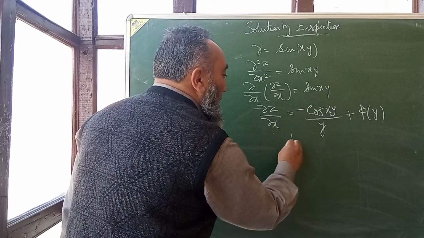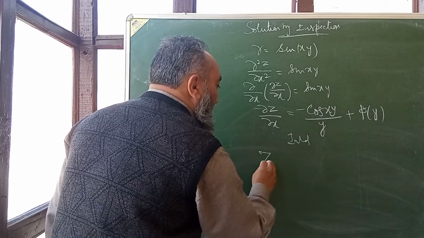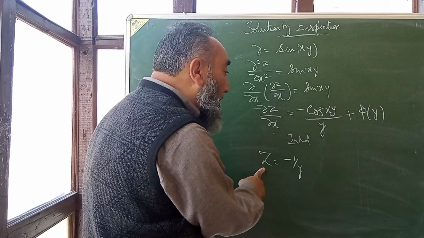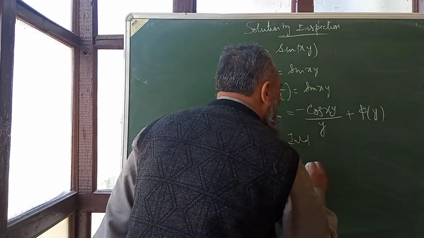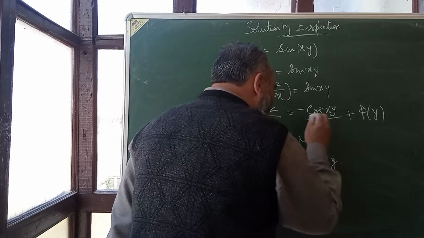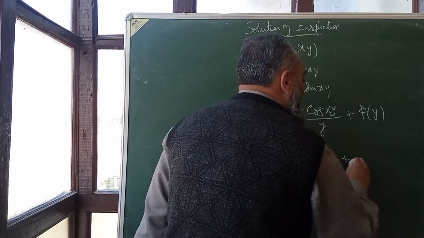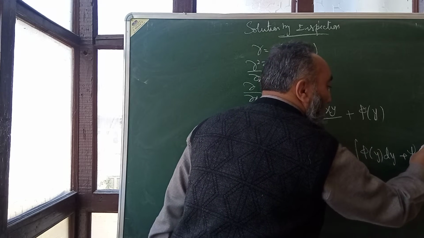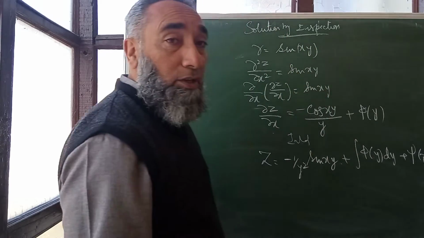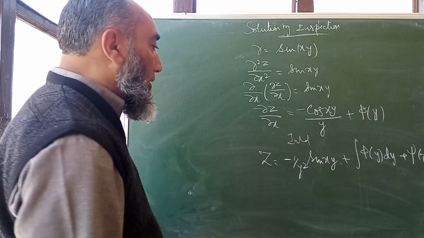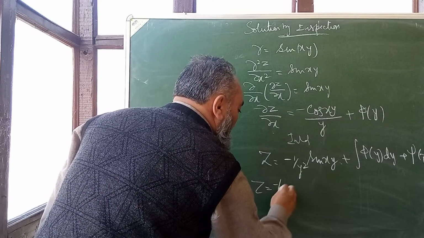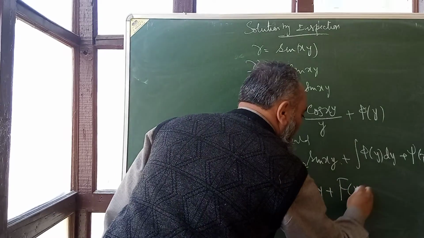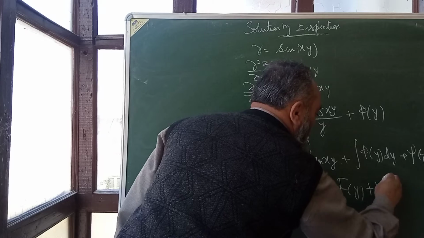Again, let me integrate with respect to x once more. I will get z equal to minus 1 by y, since y is constant because I am integrating with respect to x, cos of function gives minus sine of function divided by the constant y. Then the integration of a function of y with respect to y, and the constant of integration, will again be a function of y because you are integrating with respect to x. So your solution is minus 1 by y square sine of xy plus some function of xy and some other function of y.